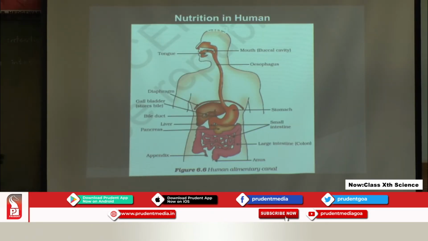Once the food enters the small intestine, when it enters, the food was acidic. But the small intestine gets the secretion from the liver. The small intestine also gets the secretion from the pancreas. I repeat, the small intestine gets the secretion from the liver, and the small intestine also gets the secretion from the pancreas. So the liver, as we already know, secretes bile juice.